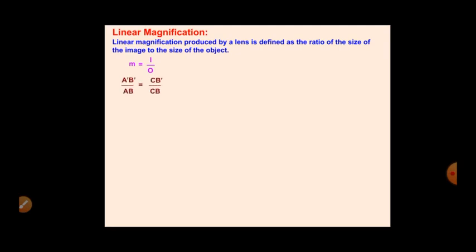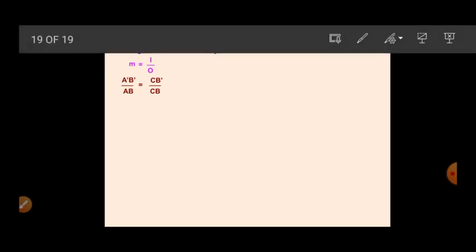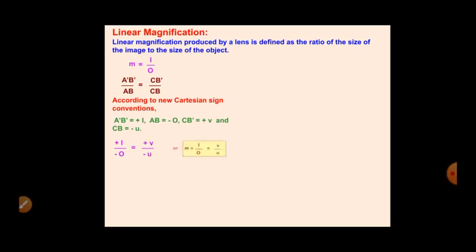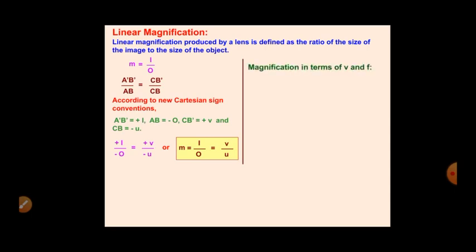And now in the previous figure, as we have seen, A dash B dash upon AB was equal to CB dash upon CB. So we can use that equation again, and we can apply the Cartesian coordinate system to its values. Then you will get this one now. So this is now the value of I by O, that is equal to V by U exactly, and that is the linear magnification for a lens.